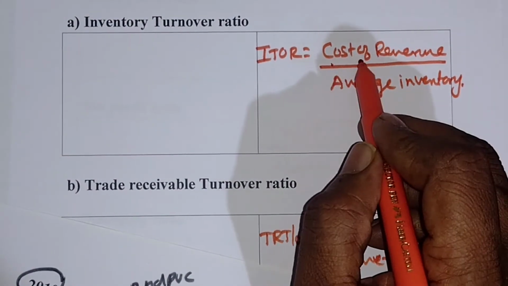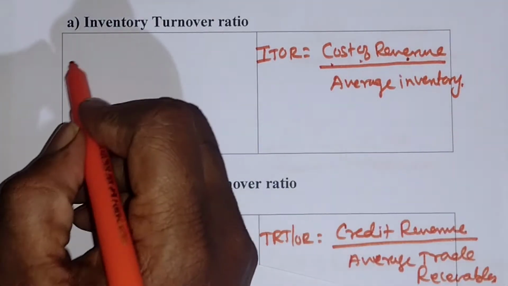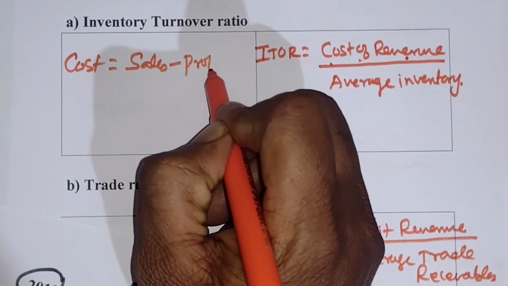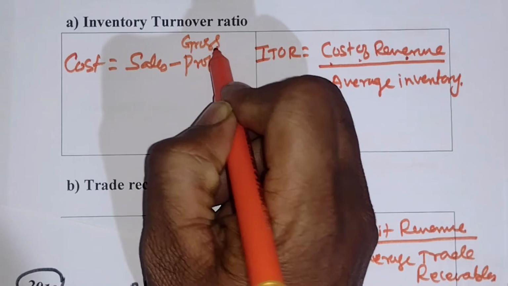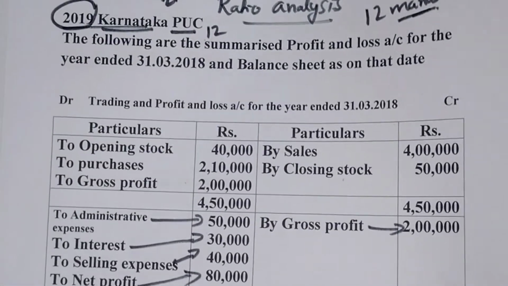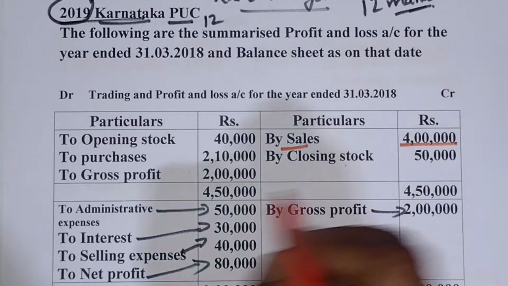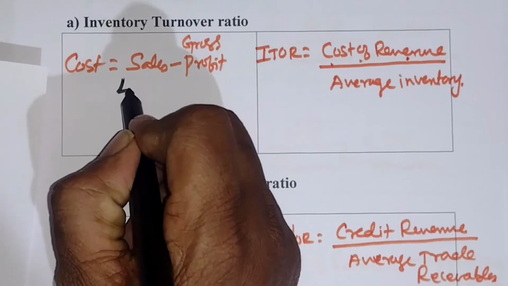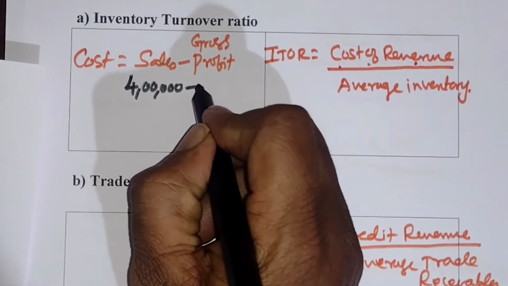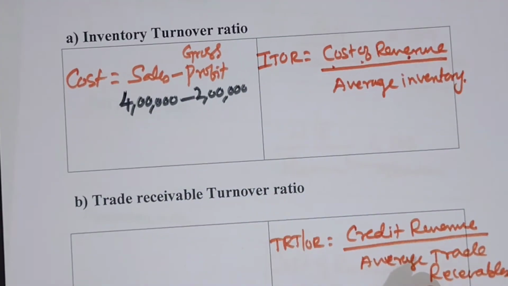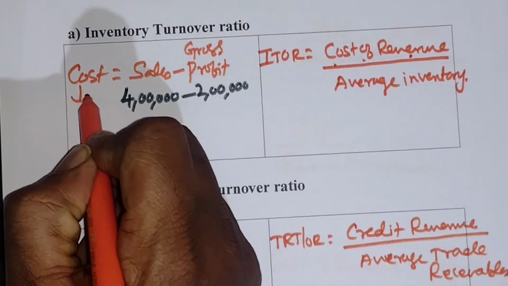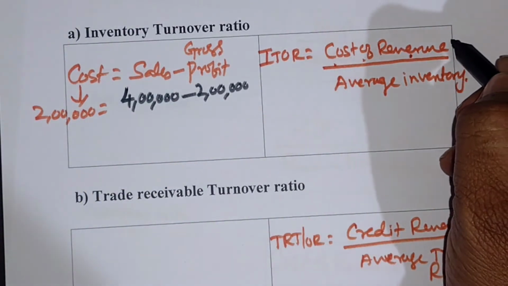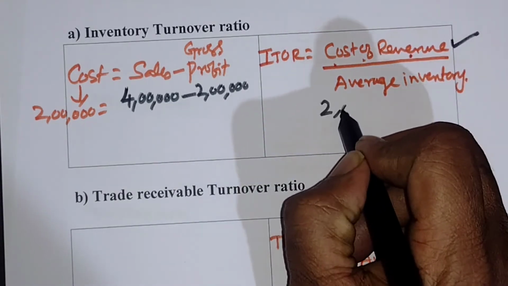Now, cost of revenue we have to calculate. The formula for cost is sales minus profit, where profit is gross profit. Looking at the question, the sales is 4 lakhs and the gross profit is 2 lakhs. Therefore, 4 lakhs of sales minus 2 lakhs of gross profit, the balancing figure will be my cost, which is 2 lakhs.